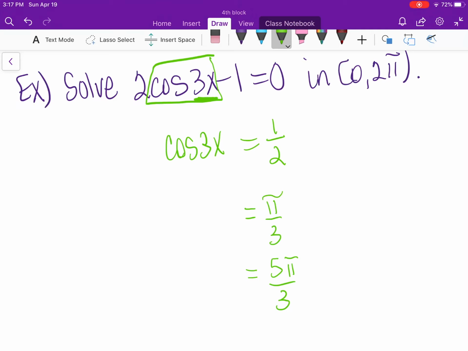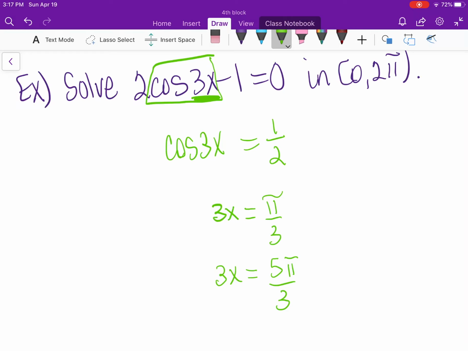Now, the difference is that's not my answer. That's equal to 3x because of that 3 in front of our x this time. This is also equal to 3x. Now, when I go to get x by itself, what am I going to have to do with the 3? Okay, so when you divide by that, that's going to make it a much smaller angle. So this 5 pi over 3, we'll look at that one first. Okay, 5 pi over 3 is in quadrant 4. But when I divide by 3, that gives me 5 pi over 9. Okay, 5 pi over 9 is just barely in quadrant 2. It's really close to quadrant 1.